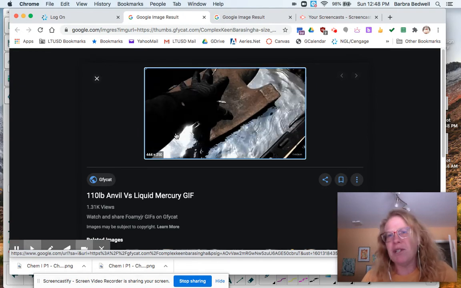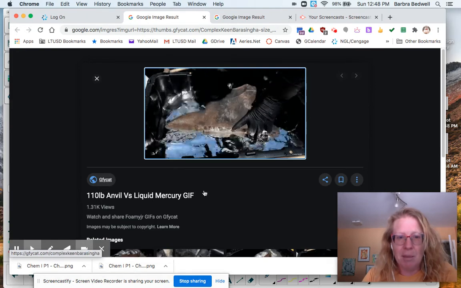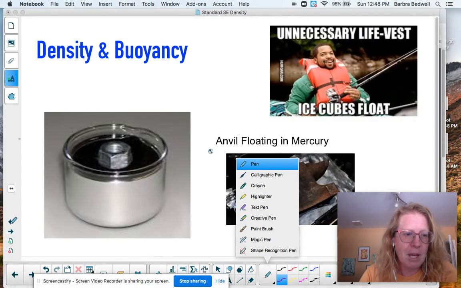But again, this looks very strange to us because we think of anvils as being incredibly heavy, but yet they are less dense than mercury is. Therefore, they would float in that liquid mercury. All right, moving on a little bit here.